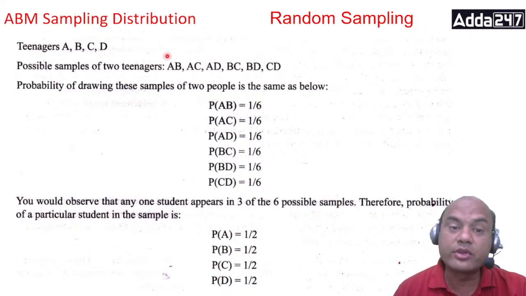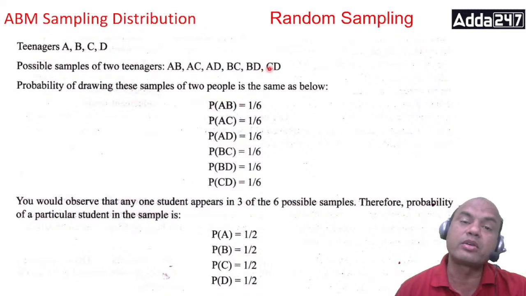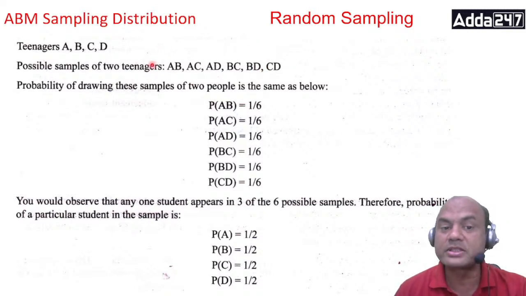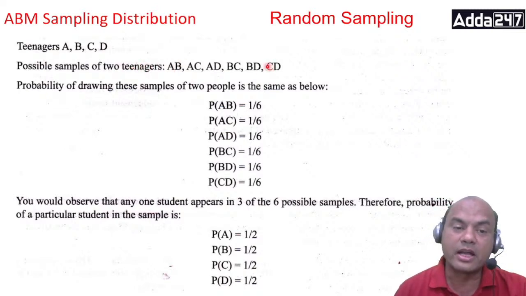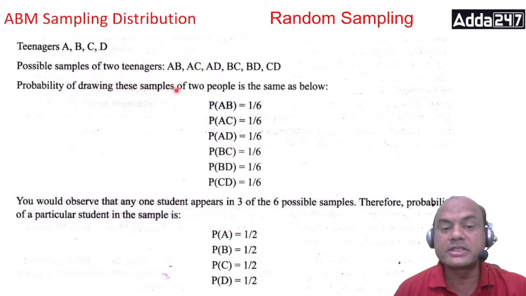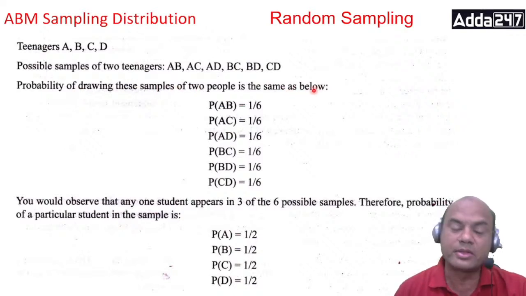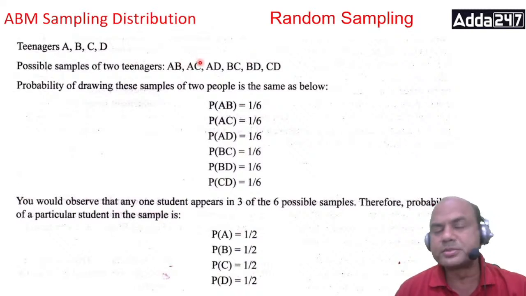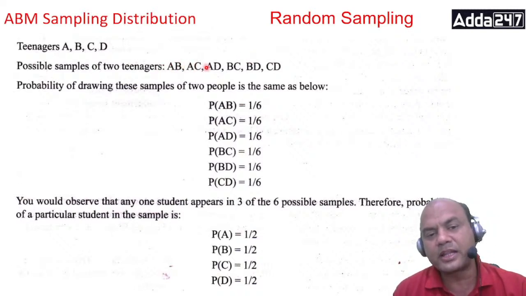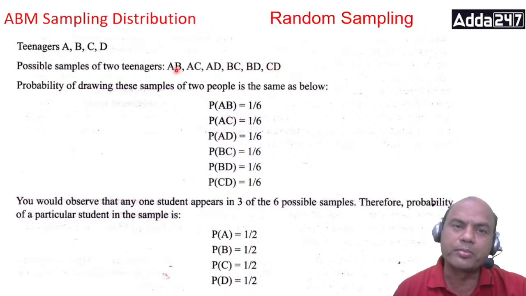Right? You have a separate topic of probability. There we'll study this again. So these are the groups I have selected. Now the question over here is that the probability of drawing these samples of 2 people is the same. Suppose I close my eyes and tell them to stand in these groups, and I select any group.